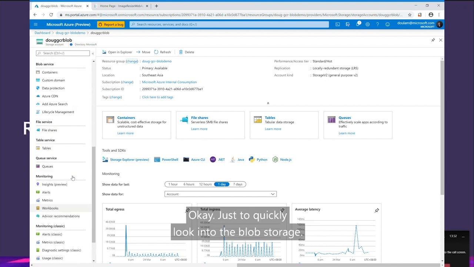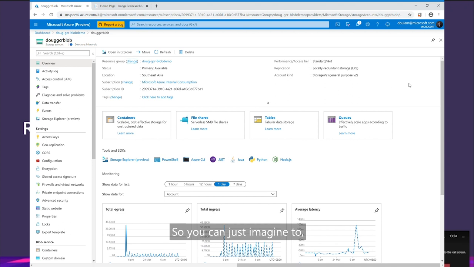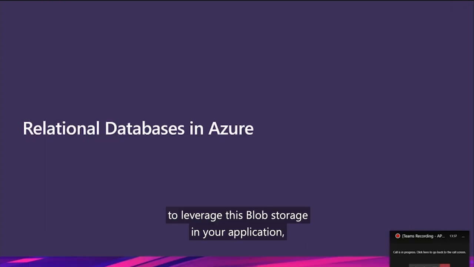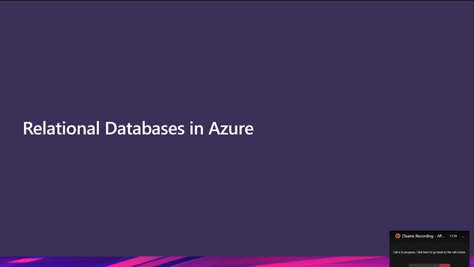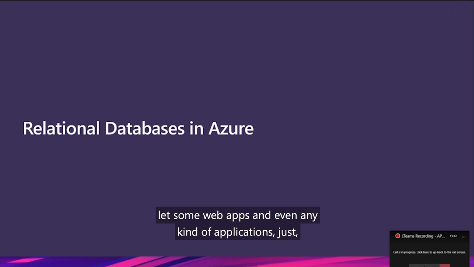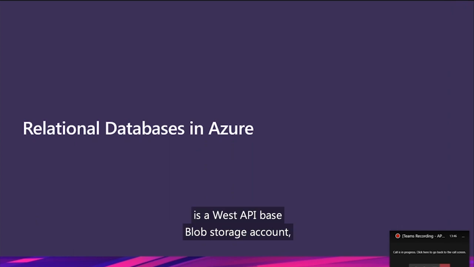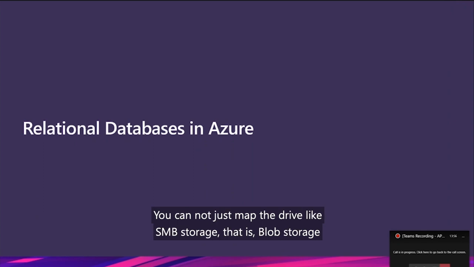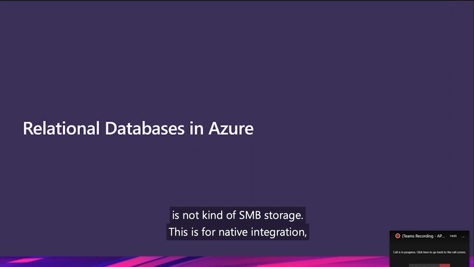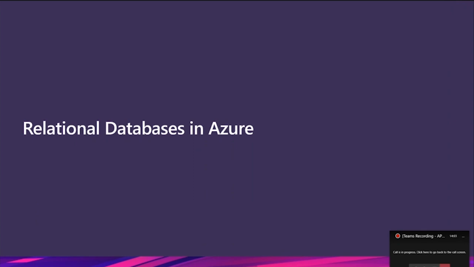Okay, just quickly look into the blob storage. You can just imagine leveraging this blob storage in your application, like some web apps and even any kind of applications. Just bear in mind that blob storage is a REST API based blob storage account. That means you have to use a program to call our API to retrieve the images. You cannot just map the drive like SMB storage. Blob storage is not SMB storage. This is native integration storage for your application.